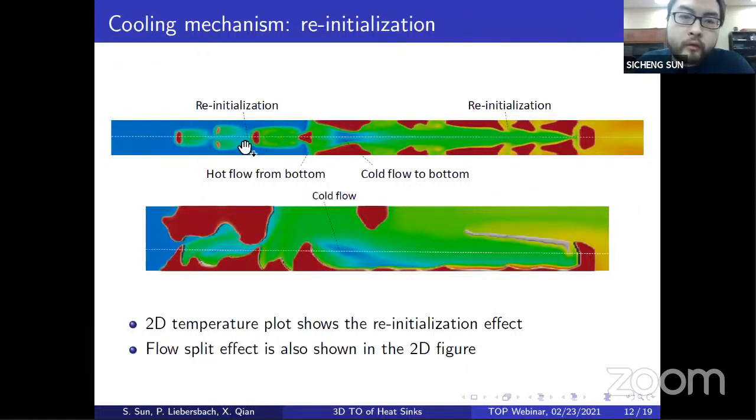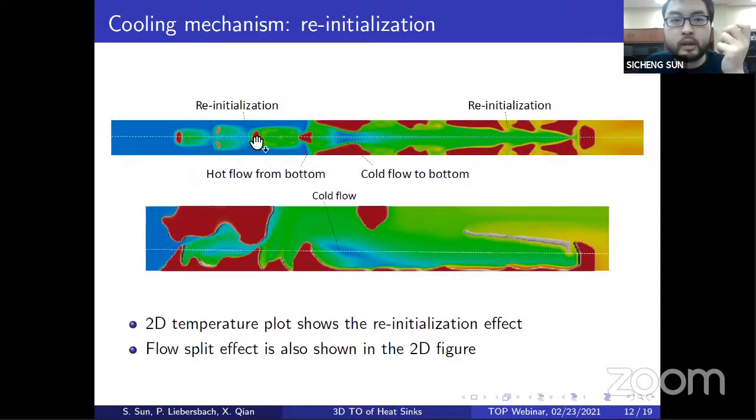So when the fluid goes to touch this solid fin, for example here and also here, you can see from its upstream, the fluid should get hot. However, some of the cold flow will take over the place to contact with the solid fin, which reinitializes the boundary layer. And because of this cold flow, the boundary layer is reinitialized and more heat is taken away.